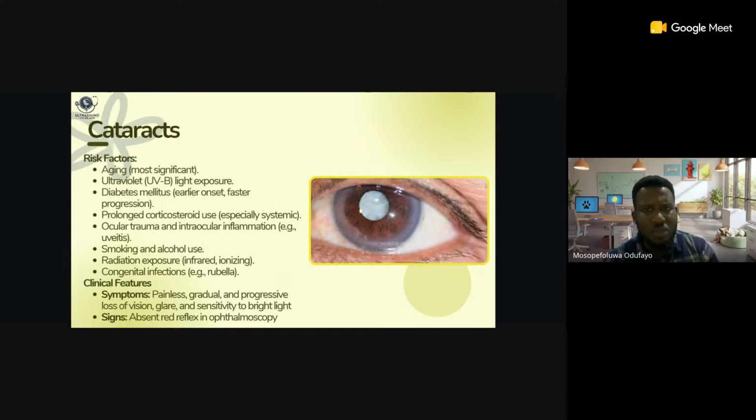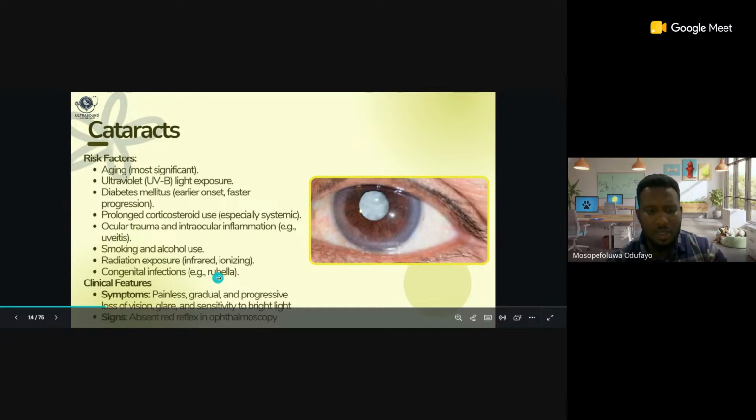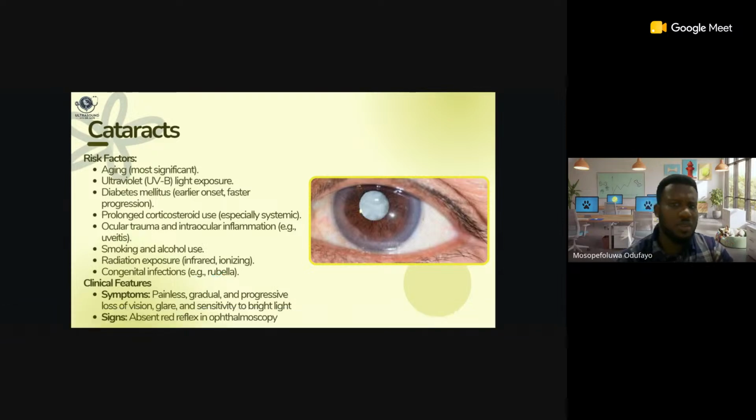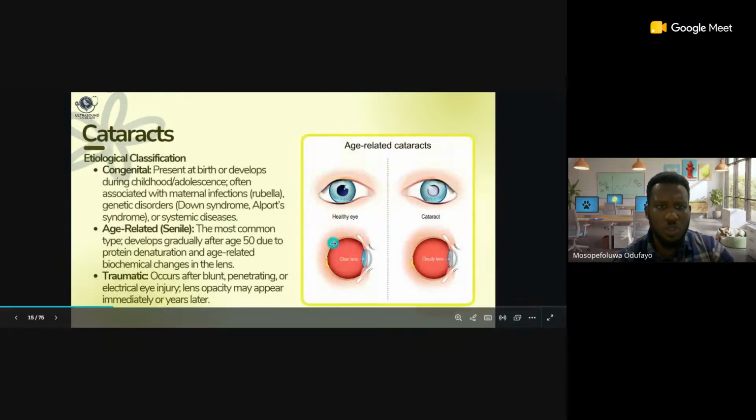Or hypersensitivity to bright light, which just scatters over and triggers the person. There will sometimes be absence of red reflex in ophthalmoscopy.